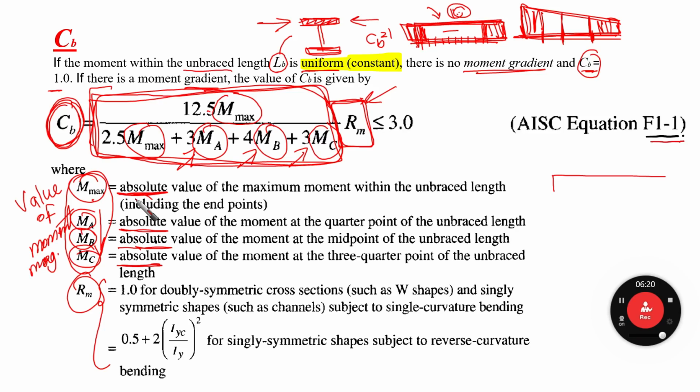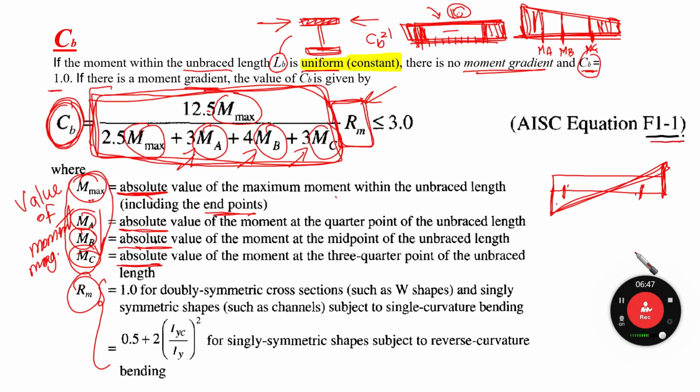It is positive or negative, I mean. But it is related to how much the values of this bending moment are at the quarter points: MA, MB, and MC. And M maximum is the absolute value of the maximum moment within the unbraced length, including the endpoints.